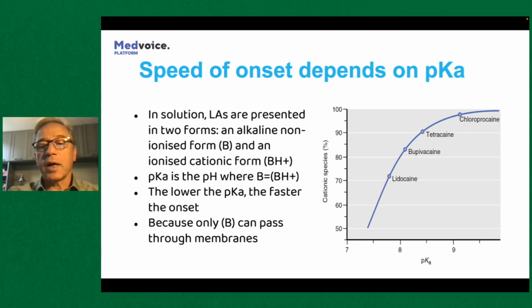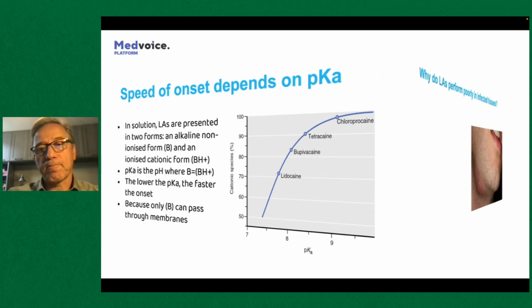And if you look at the graph here, which shows the relationship between the pKa and the speed of onset, you can notice that lidocaine has the lowest pKa, hence it works a lot faster than, for example, bupivacaine, tetracaine, and chloroprocaine.